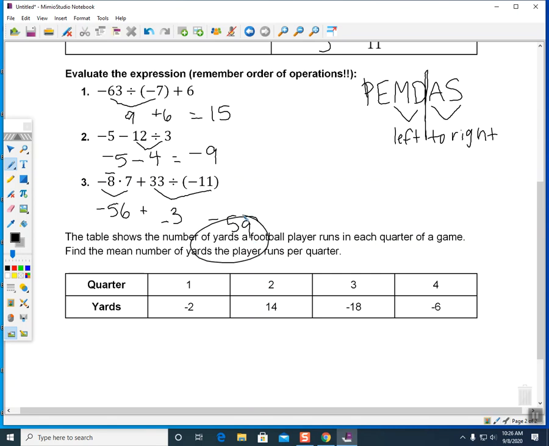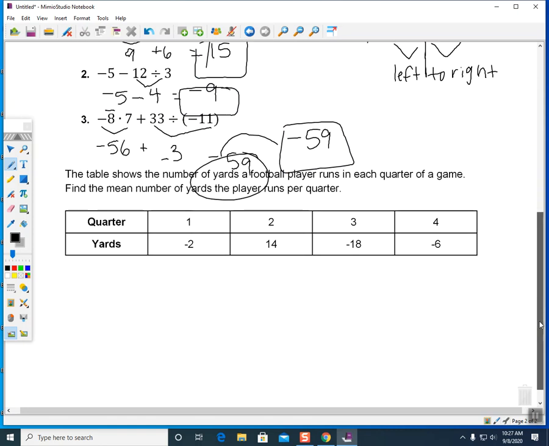It's kind of hard to see. This says negative 59. There we go. Box my answers here so we can distinguish them. Okay. Last one. Here we go.